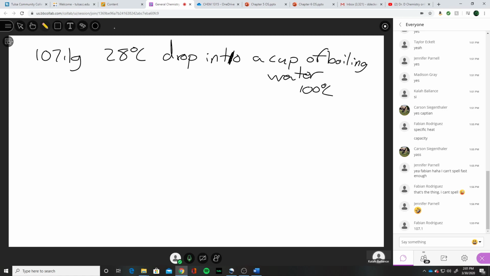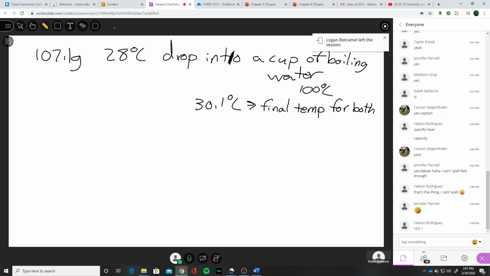And when they reach thermal equilibrium, let's say they both end at 30.1 degrees C. So this is the final temperature. Actually no, let's not say 30. Sorry, that's a bad number. It's going to give us really weird stuff. Instead, they both end at 98.1 degrees C. Sorry about that. So 98.1 degrees C is the final temperature for both the water and the silver.